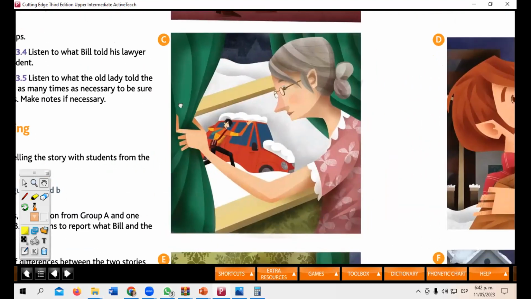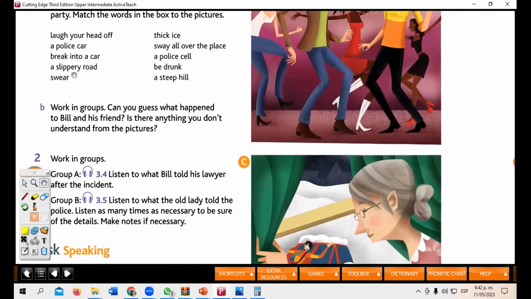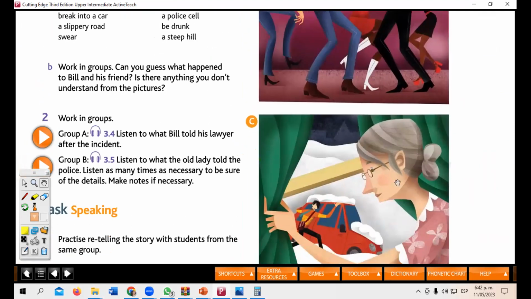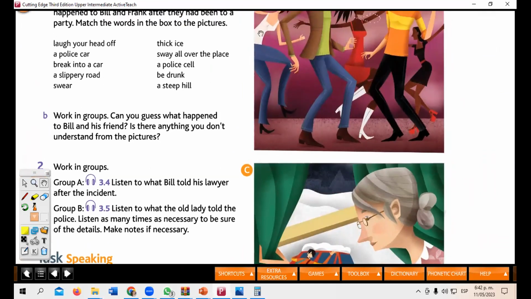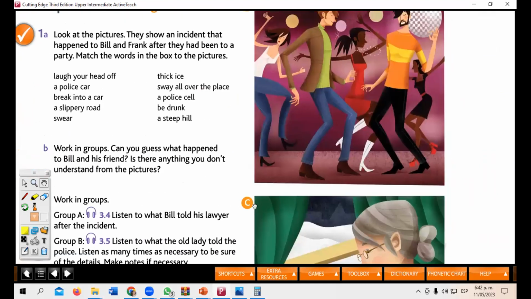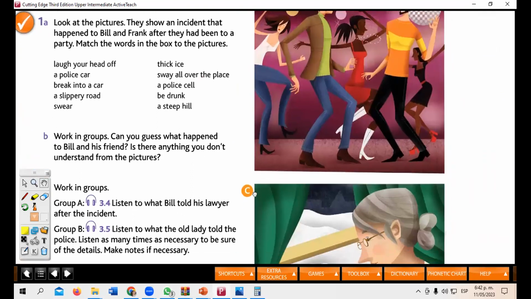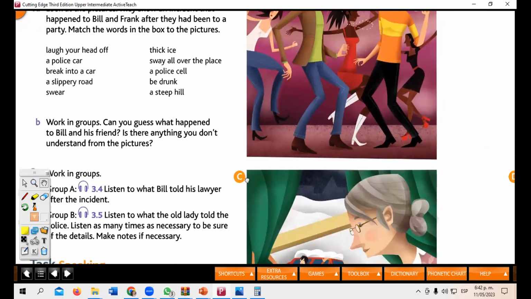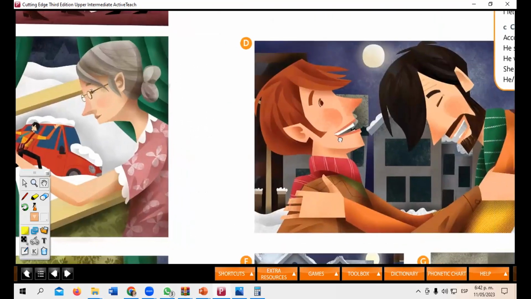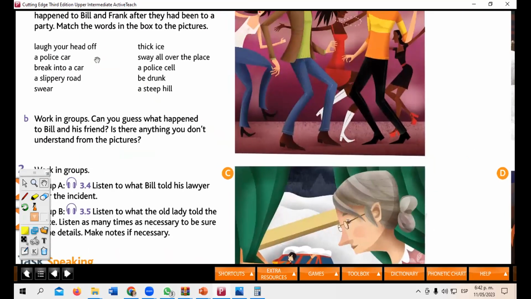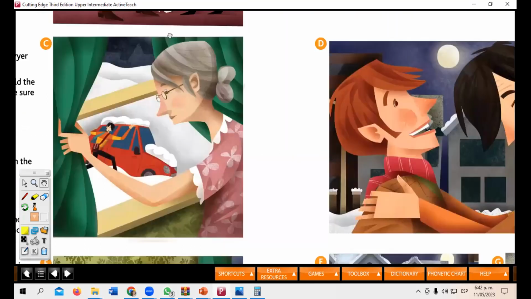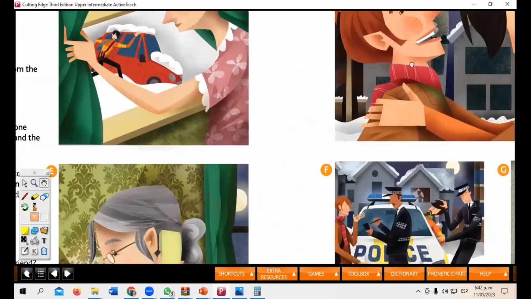Okay, for picture C, what do you think? Break into a car? Yes, maybe break into a car. The woman sees the guys touching the car, so maybe she thinks they are breaking into the car. And what else? No more? Okay. And for the next, D, what are they doing? Laughing your head off. Yes, they are both laughing a lot.